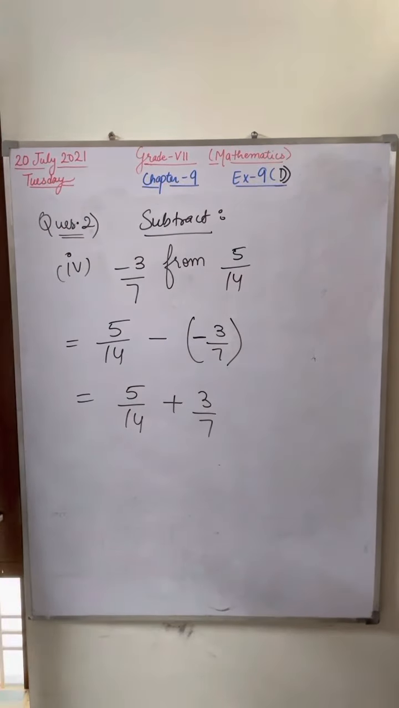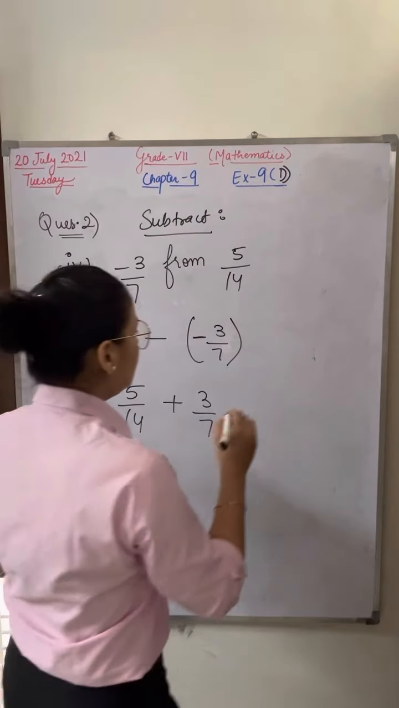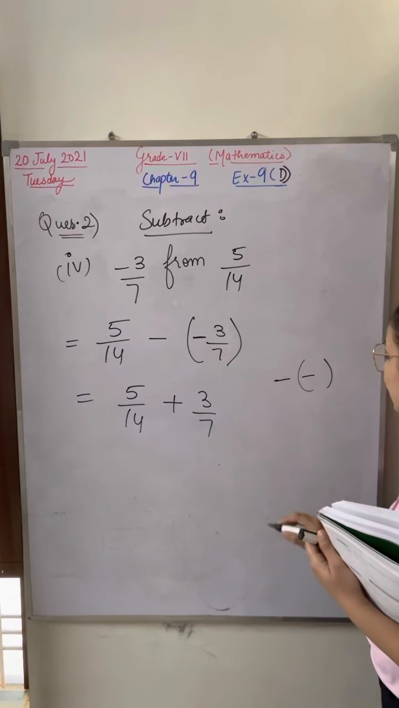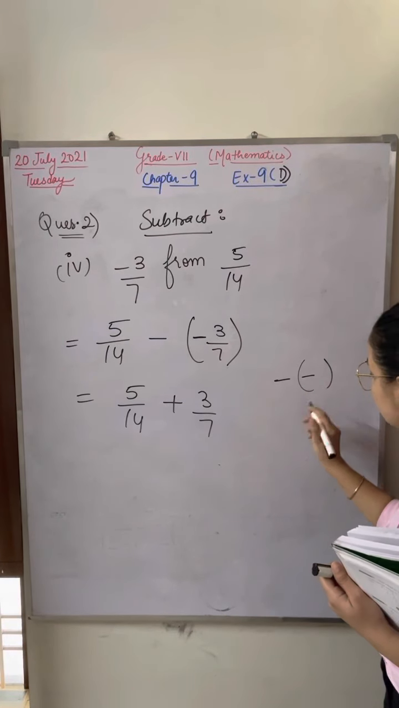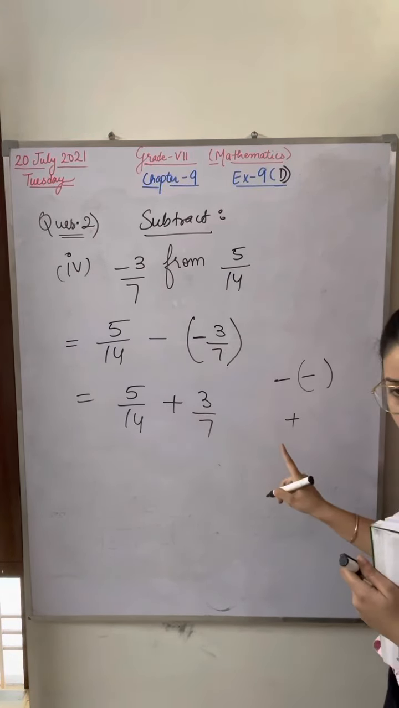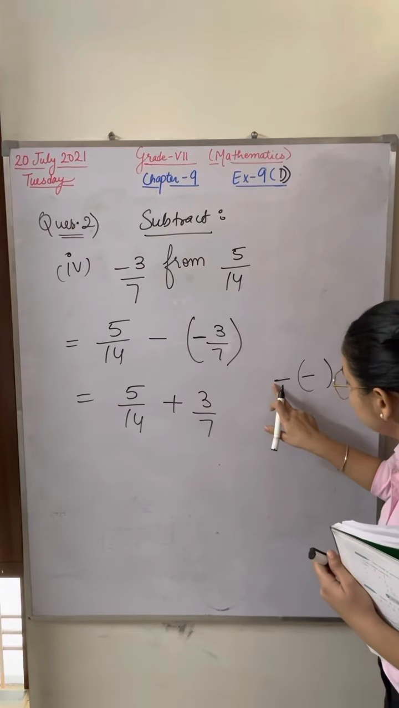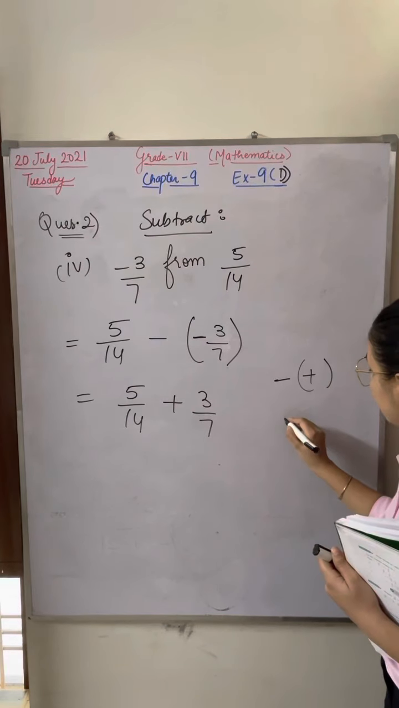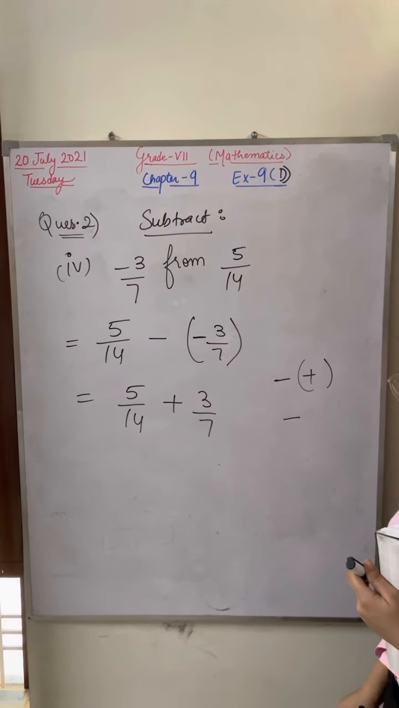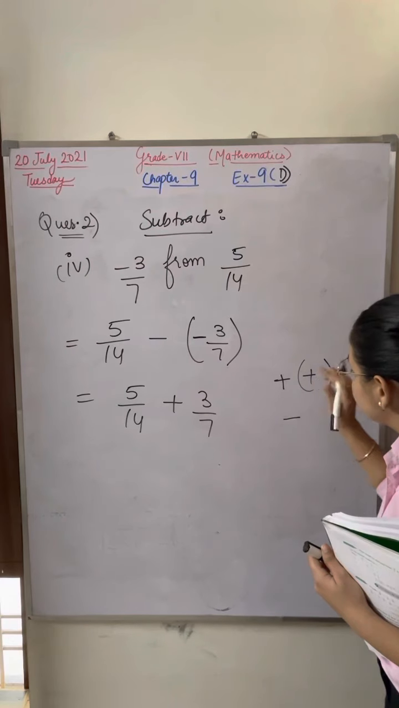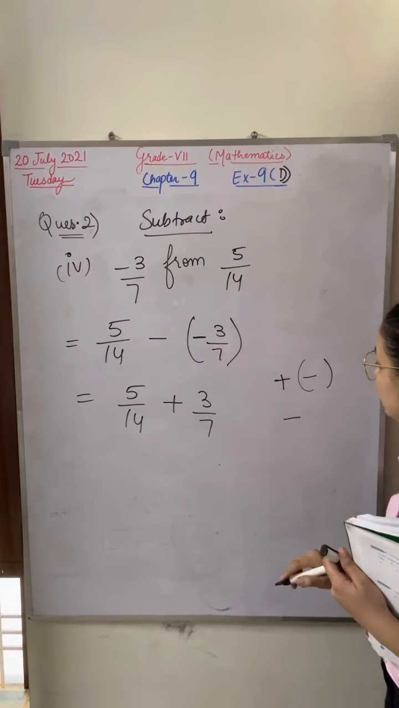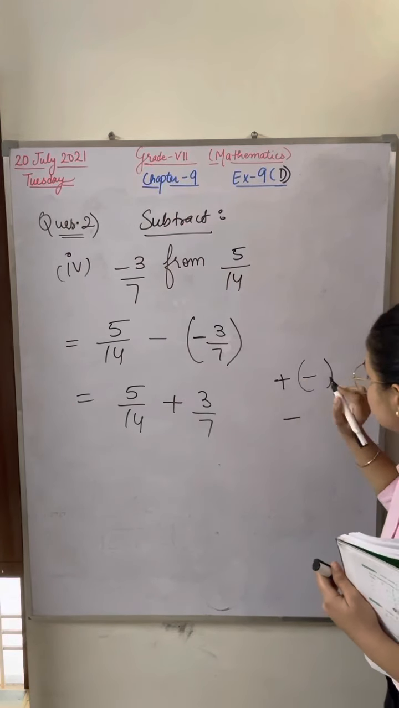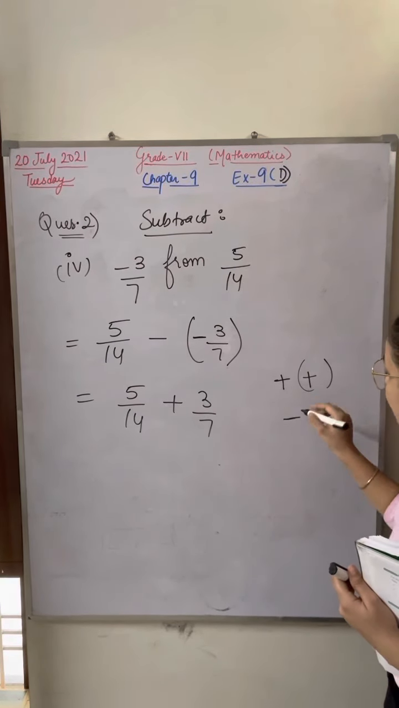Any doubt up to here? When inside the bracket there is a minus sign and outside there is a minus sign, when you open the bracket, minus minus will become plus. Now one more thing: if outside minus is there and inside plus is there, minus plus will become minus. If outside plus is there and inside minus is there, plus minus is again minus. If outside plus and inside plus, plus plus will become plus.